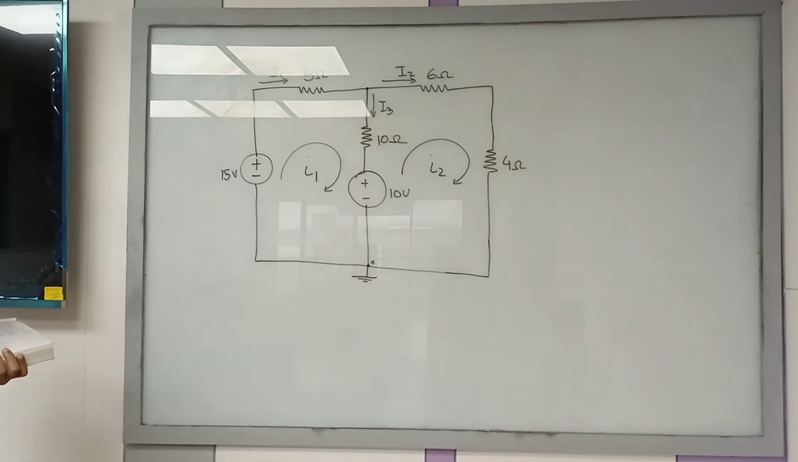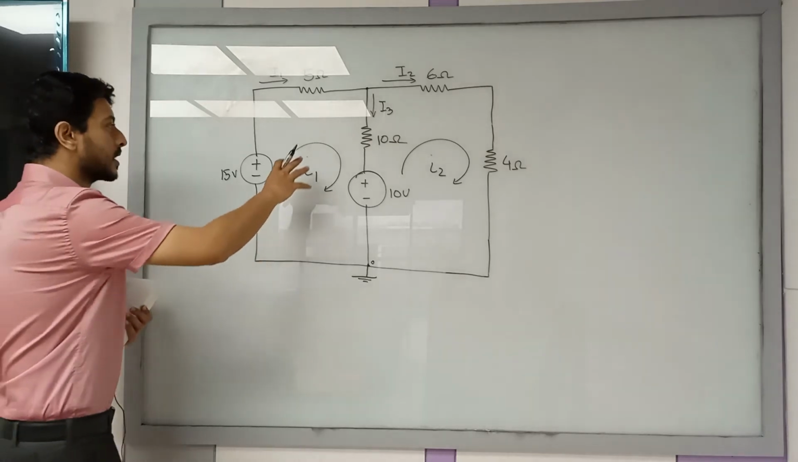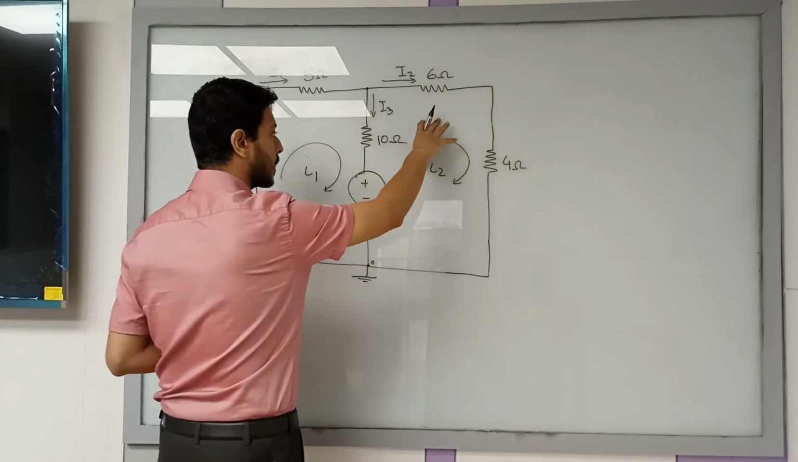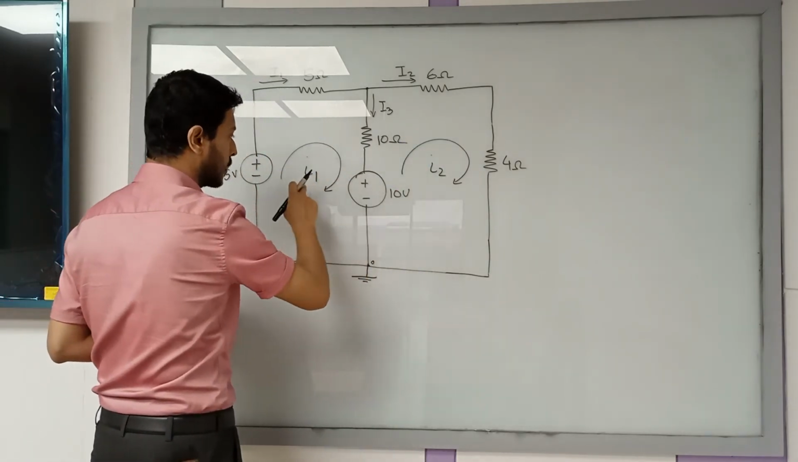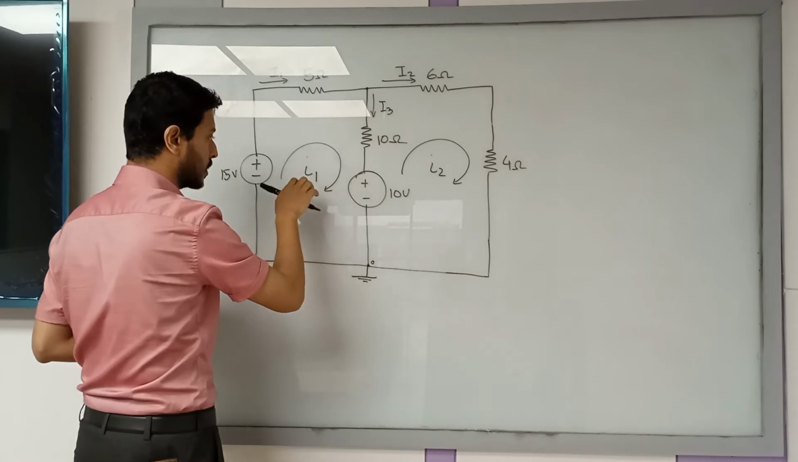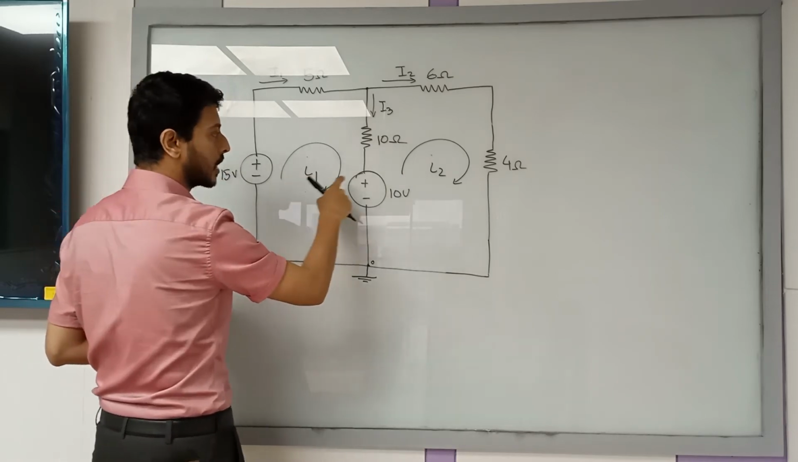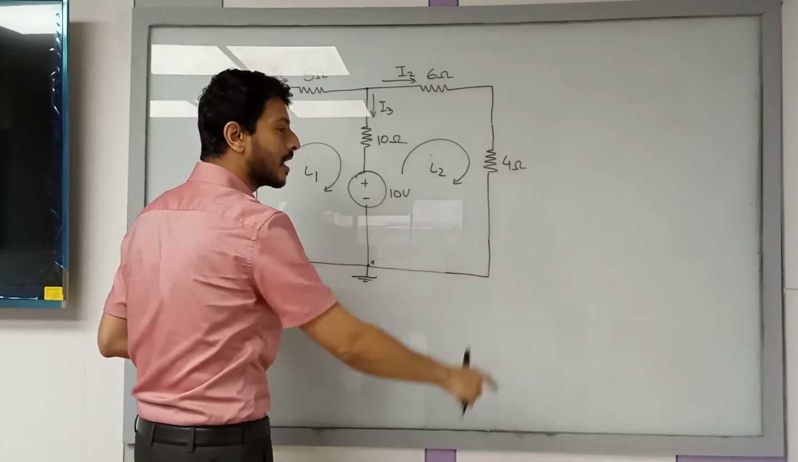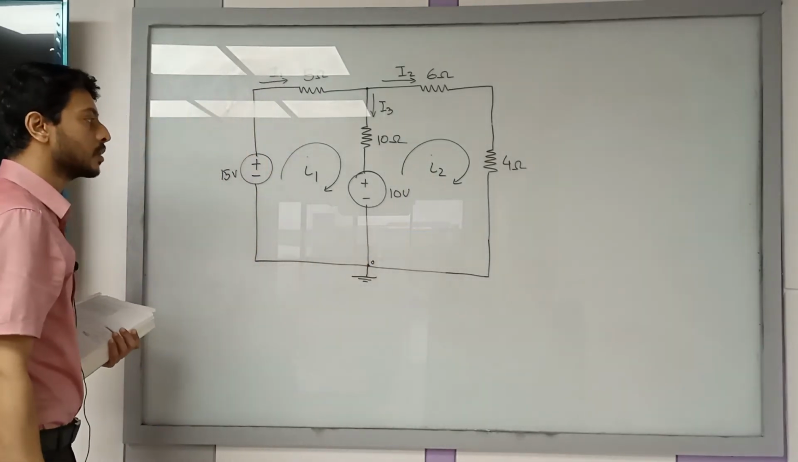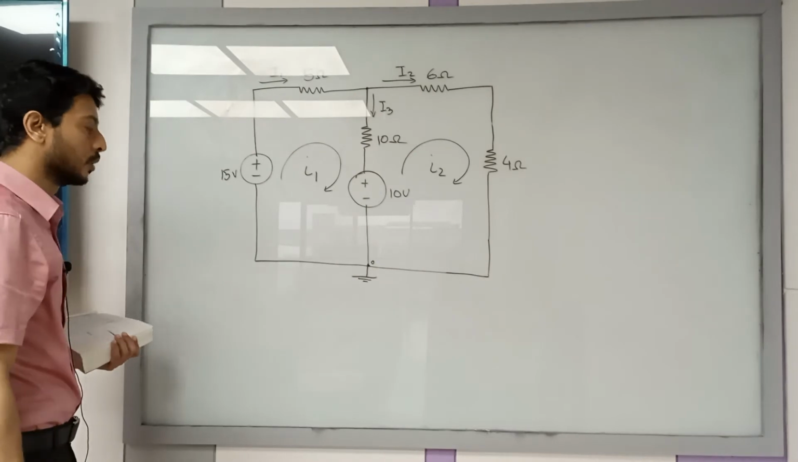You have to apply KVL in these two loops. So this is one mesh loop, this is another mesh loop. You name them first: mesh 1 which carries I1 current, mesh 2 which carries I2 current. Now you have to apply KVL to each of these mesh loops.